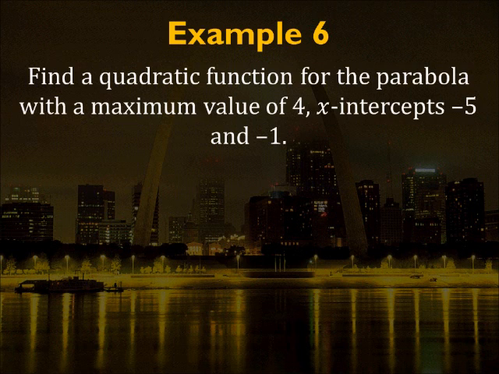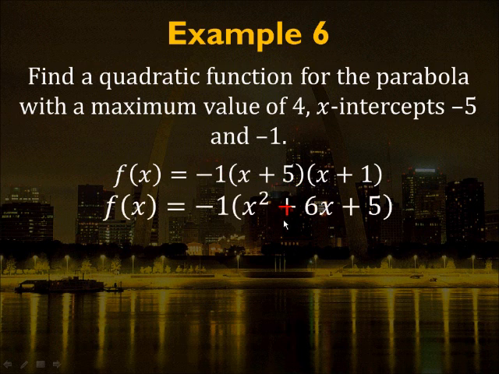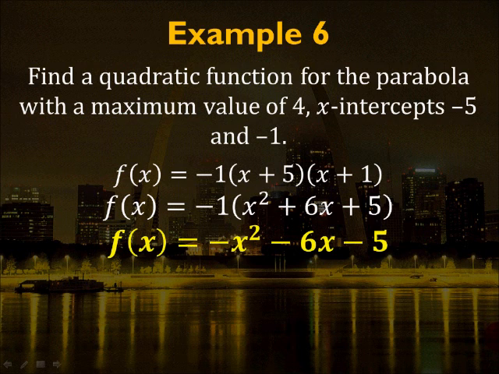So now you plug the -1 in for a, and you solve for f of x. You multiply the inside together to get x squared plus 6x plus 5. Distribute the -1, and your f of x for this problem is -x squared minus 6x minus 5.